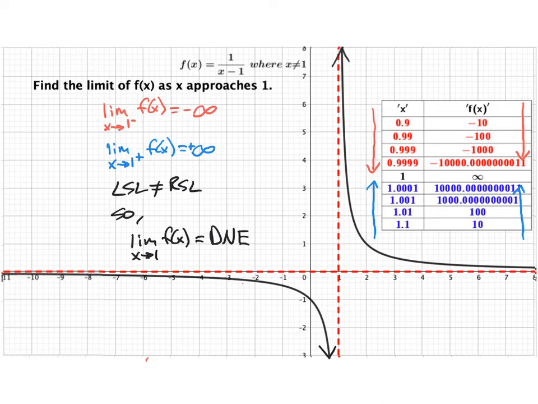So this is an important idea. If the left and right side limits match, either to positive infinity or negative infinity, a limit can equal infinity. A limit can equal negative infinity. And a limit can fail to exist. A limit does not exist only when the left and right side limits do not agree.